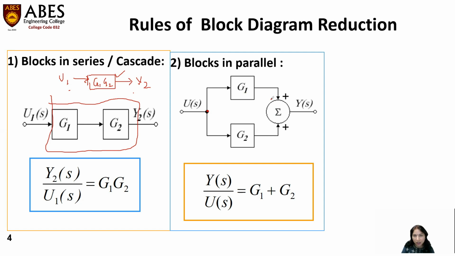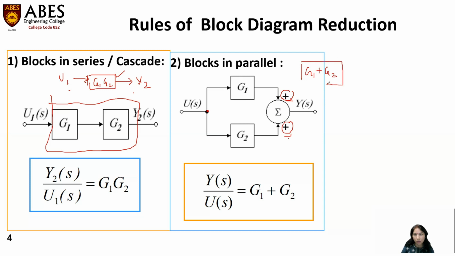This branch has the gain G1, and this branch has the gain G2. Now we have to see the polarity. G1 has positive polarity, and G2 also has positive polarity. So if these two blocks are connected in such a fashion, we can say that they are connected in parallel. The gain of these two blocks will be the algebraic sum of them. For that, you have to see the sign. G1 has a positive sign, G2 also has a positive sign. So the total gain of these two blocks will be G1 plus G2.